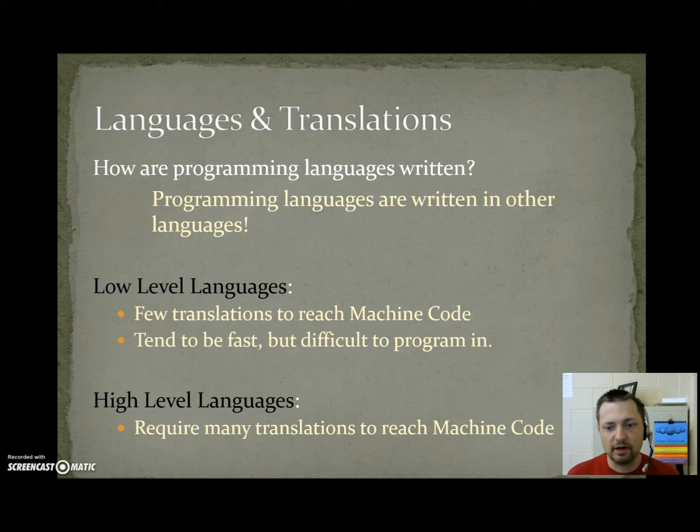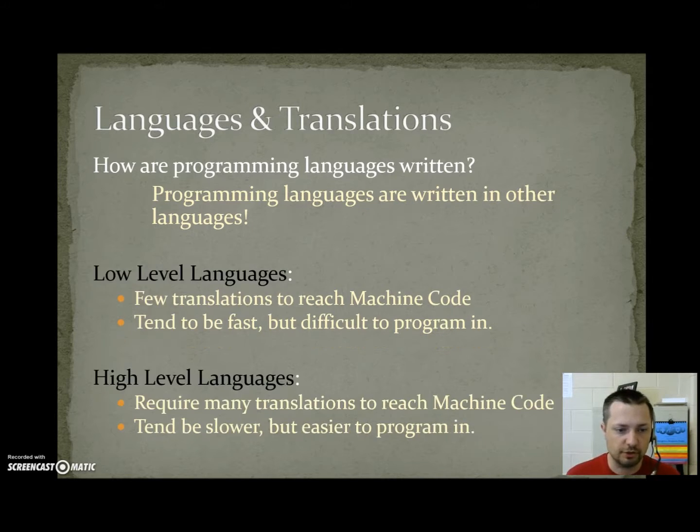High-level languages require many translations to reach machine code. They tend to be slower but easier for the programmer to program in. We'll have simplified commands like print.